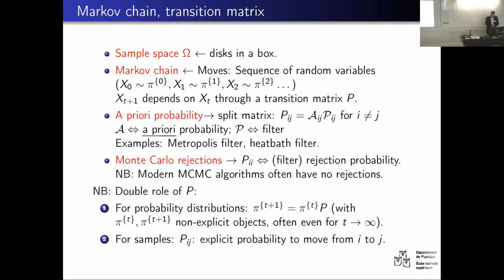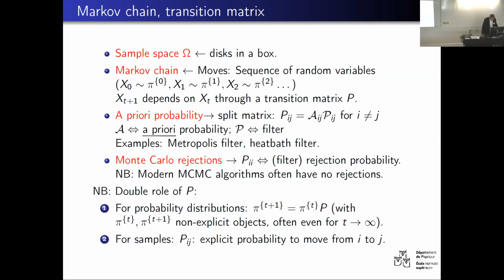Xt plus 1 depends on xt through a transition matrix. And then you hope that in the limit of t going to infinity, you have what we call the Boltzmann distribution, or what you probably call the uniform distribution under the condition that no 2 disks come closer than 2 times the radius.